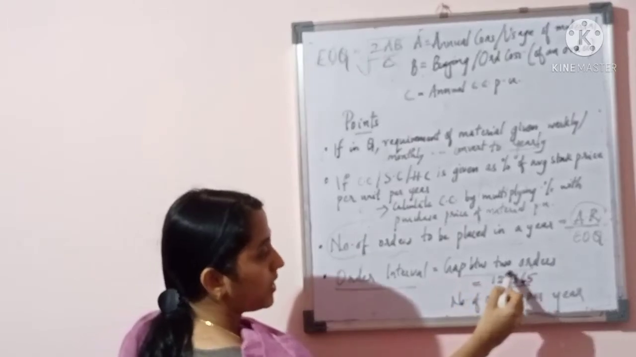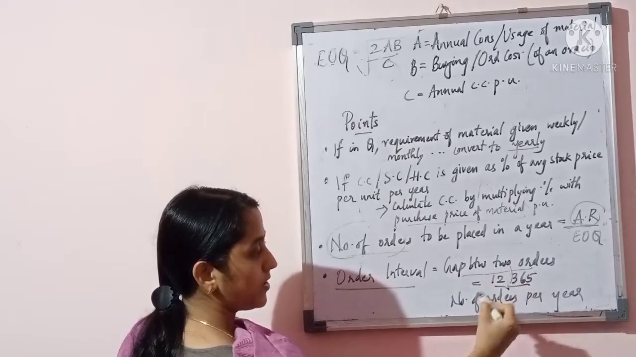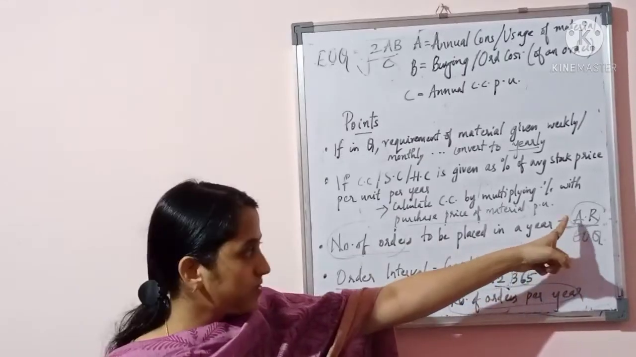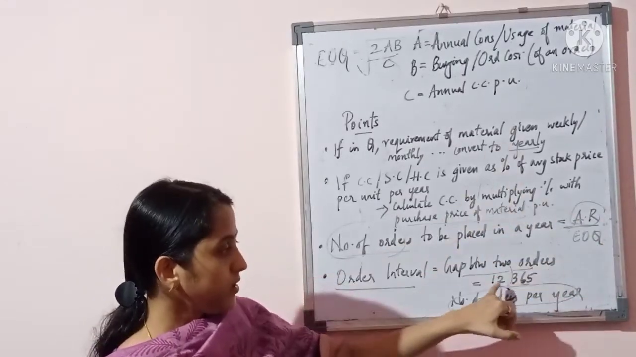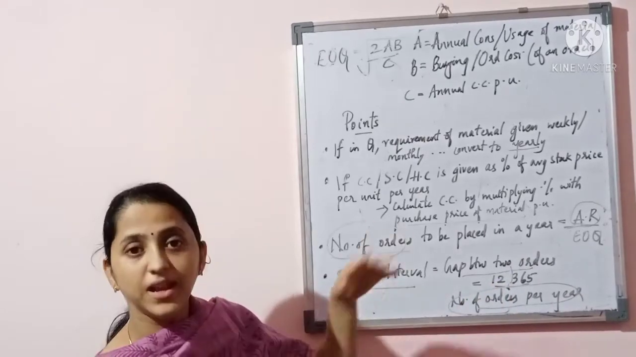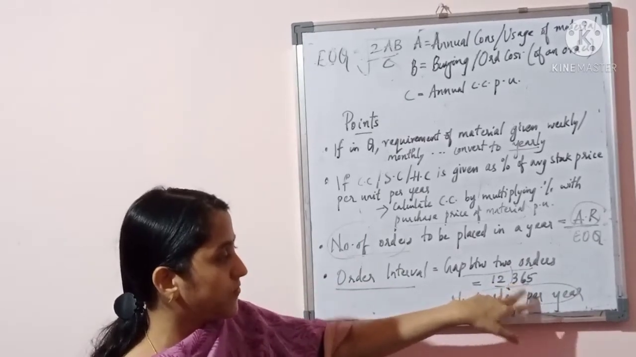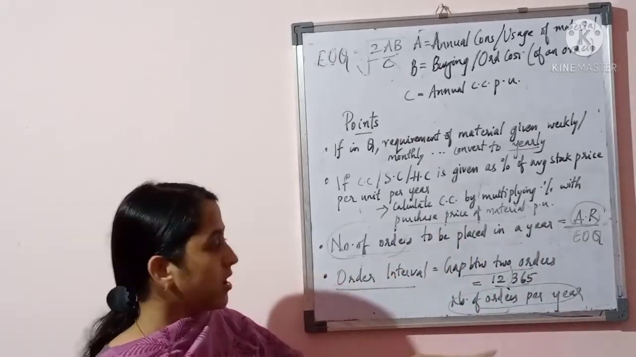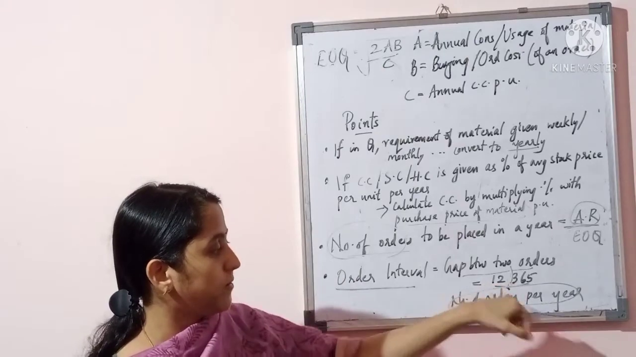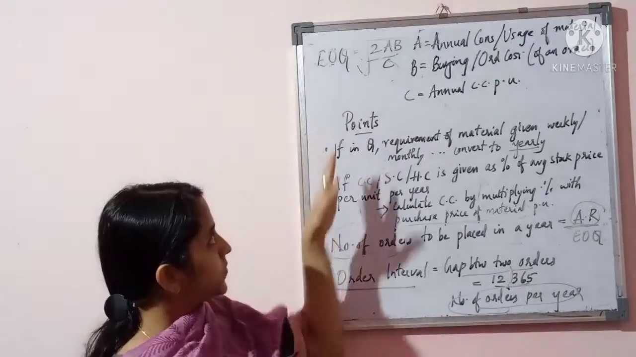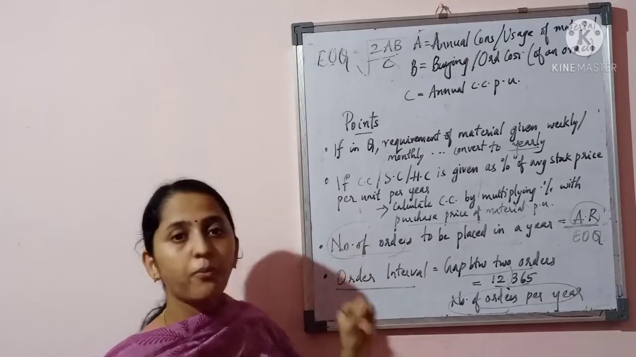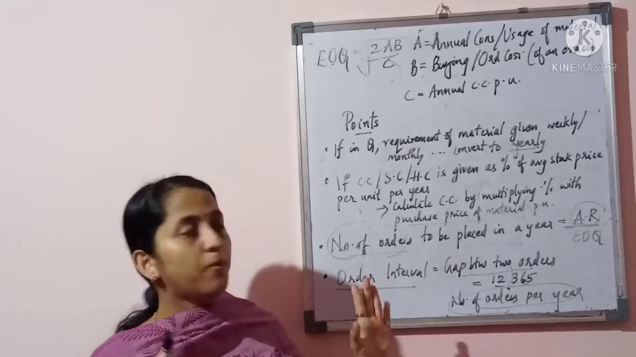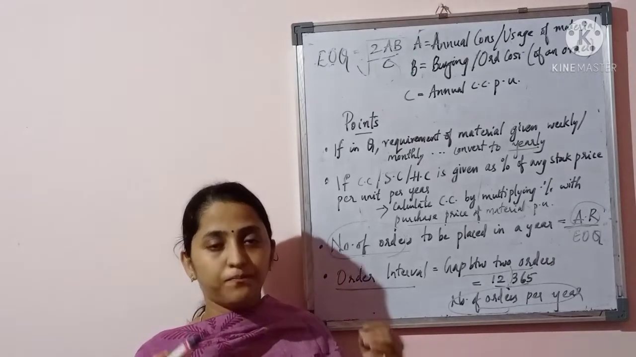So it is found out by 12 or 365 divided by the number of orders per year. The number of orders we have already found by this formula. If we have to find the order interval in days, we do 365 divided by the number of orders. If we have to find it in months, we do 12 divided by the number of orders. So these are a few points related to your problem of EOQ. Hope all of you are clear with EOQ.